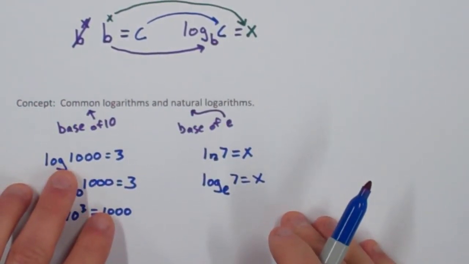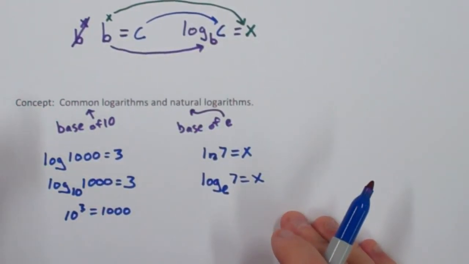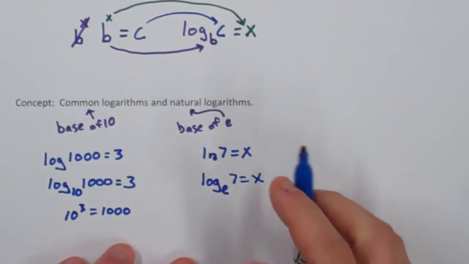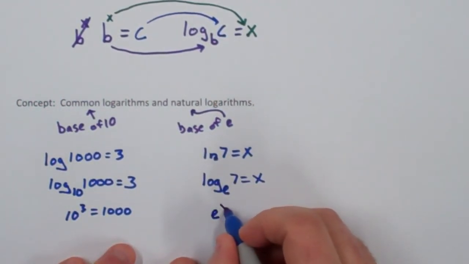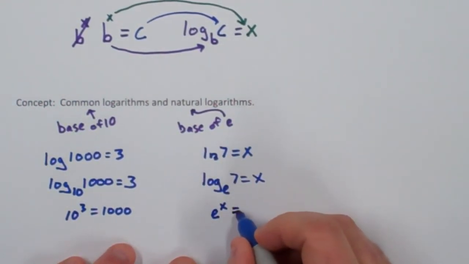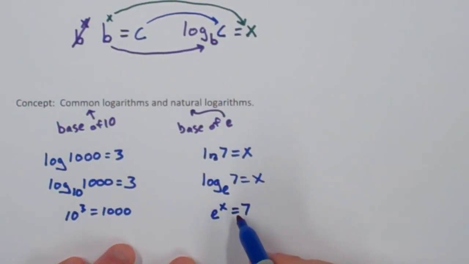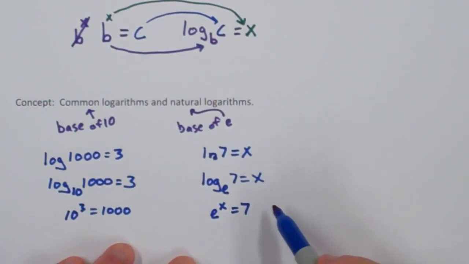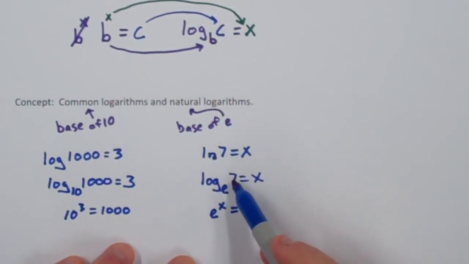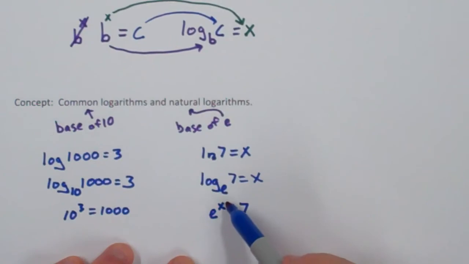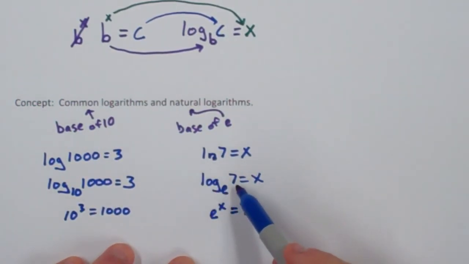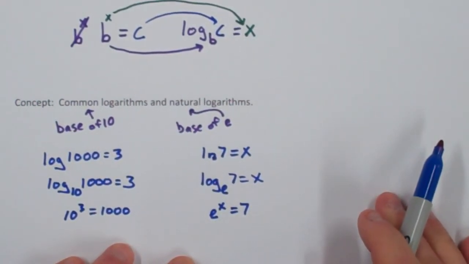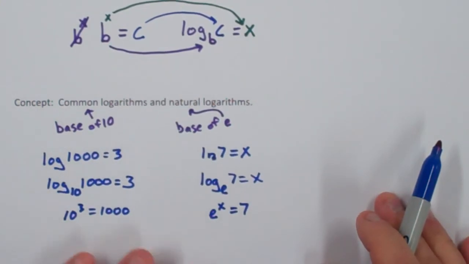Same thing over here. When there's no base, it's just understood to be base 10. So this one would be e to the x is equal to 7 in exponent form. The base is e, the exponent is x, and that's 7. And you could actually type this into your calculator and figure out what exponent would go up here. And that's one of the nice things about logarithms: we can now solve for a variable in the exponent position.